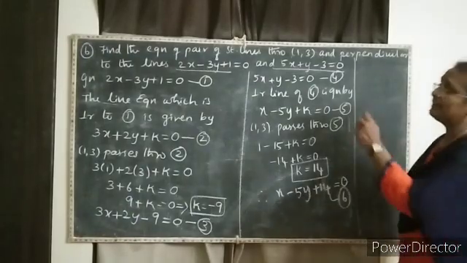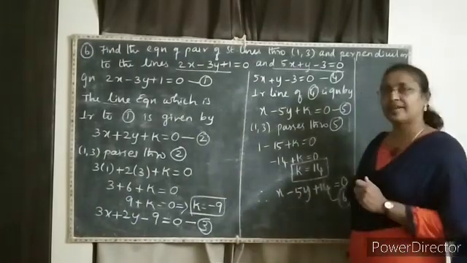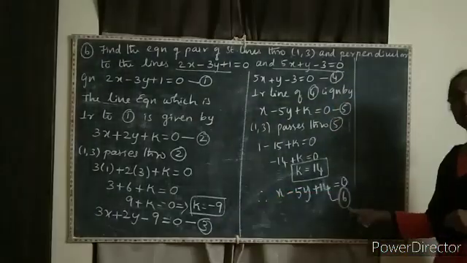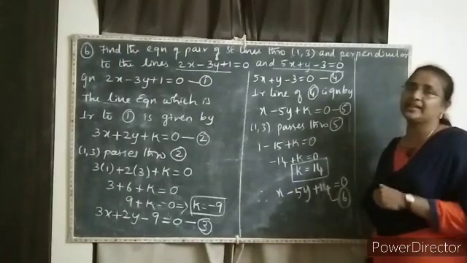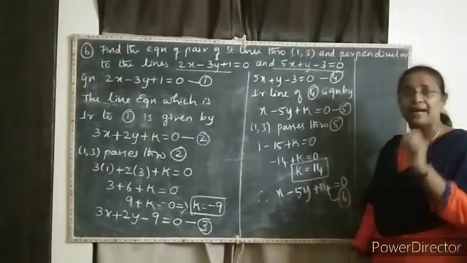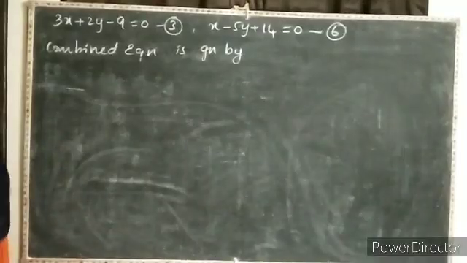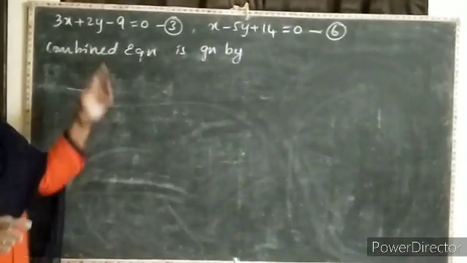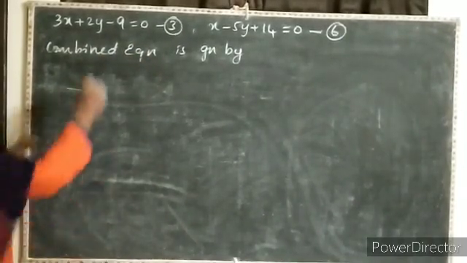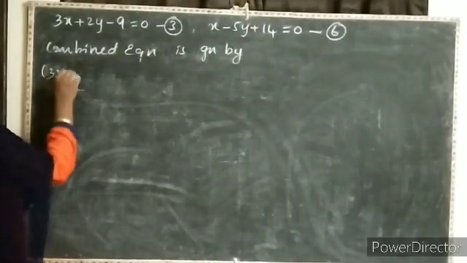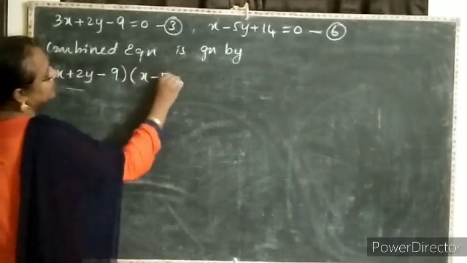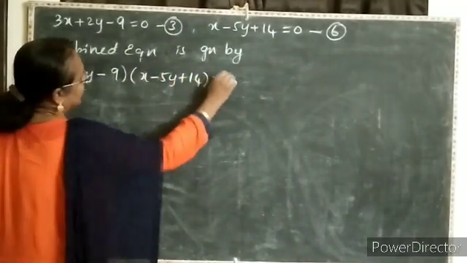Now I am going to find the new pair of straight line, isn't it? So now these are the separate equations. This third and the sixth one are the separate straight line equations. Now I am going to combine those two equations and I am going to find the pair of straight line. Okay students, now let's find the combined equation of the third and the sixth equation. They are separate equations. Now we are going to combine it. So now (3x plus 2y minus 9) into (x minus 5y plus 14) equal to 0.